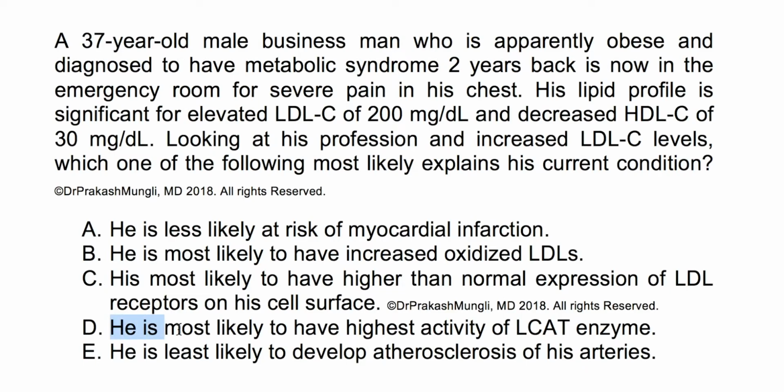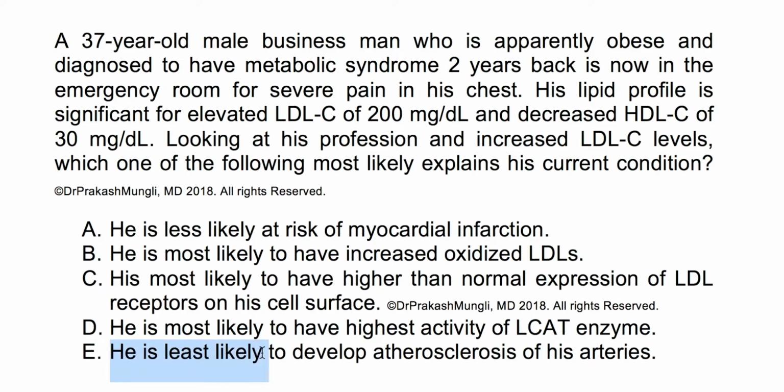Now option D is most likely to have highest activity of LCAT enzyme. Note that LCAT is lecithin cholesterol acyl transferase enzyme. It is one of the enzymes that will make HDL, which means it is going to convert nascent discoidal HDL into HDL3. Here HDL cholesterol is 30 milligram per deciliter, clearly indicating there is low HDL. That means obviously LCAT enzyme must be lower than normal. So that will rule out option D.